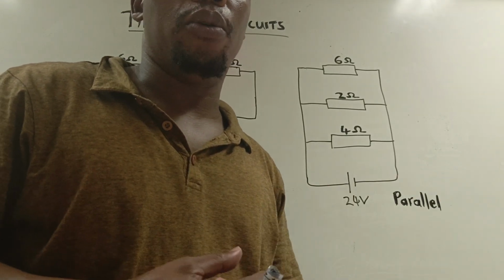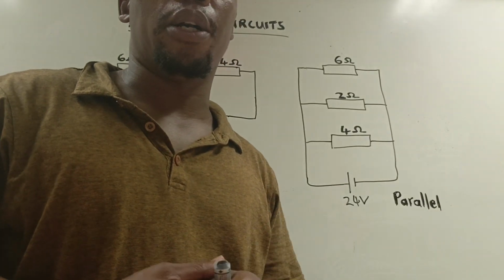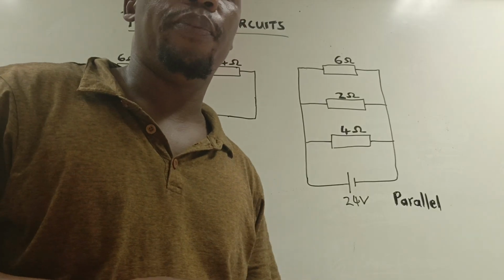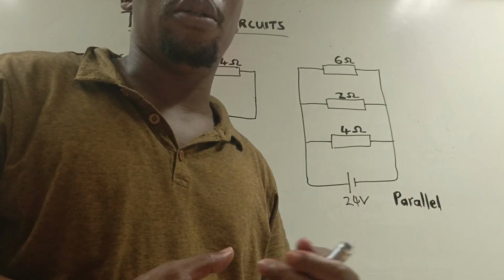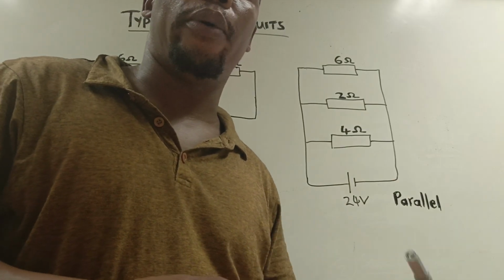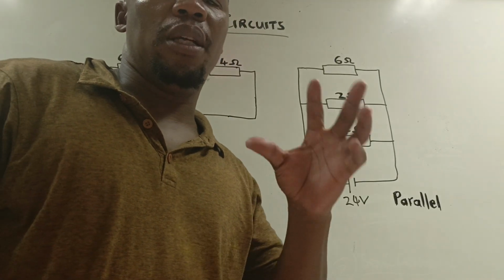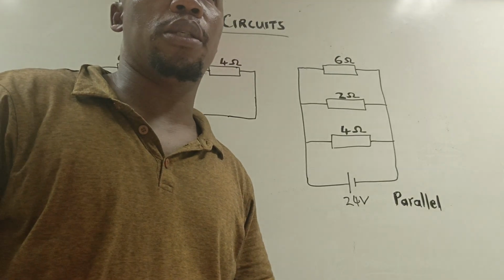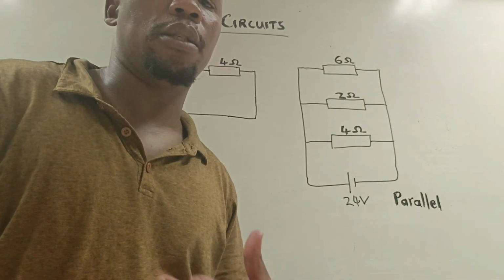V equals IR, current equals V over R, Q equals IT, work done equals ITV, power equals work done over time, power equals IV, power equals I squared R, power equals V squared over R, right? So in part three, we are going to discuss the two types of circuits.